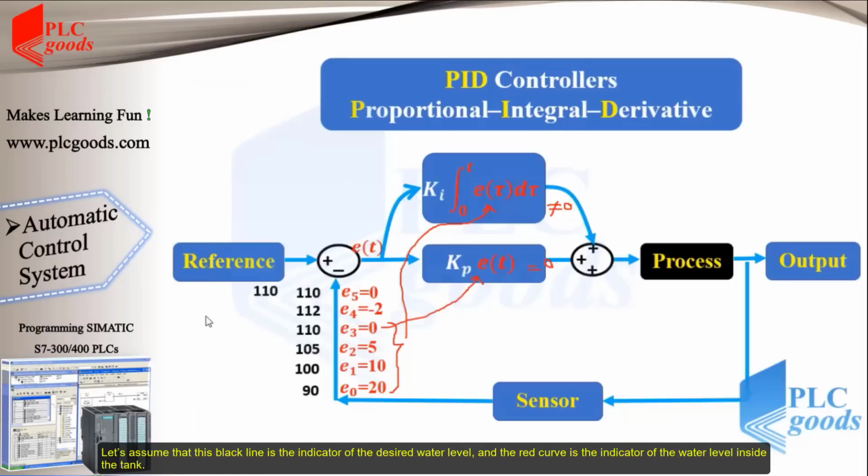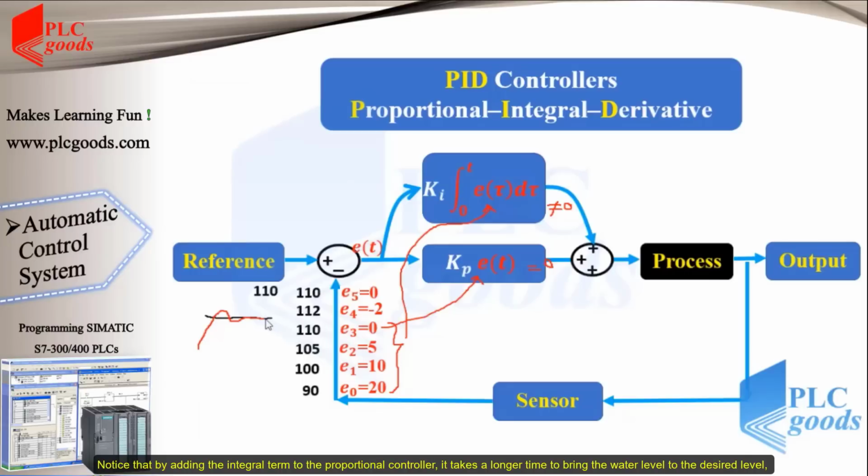Let's assume that this black line is the indicator of the desired water level and the red curve is the indicator of the water level inside the tank. Notice that by adding the integral term to the proportional controller, it takes a longer time to bring the water level to the desired level, but on the other side, it can bring the water level to the SP value and keep it at the SP level with a very minor error.